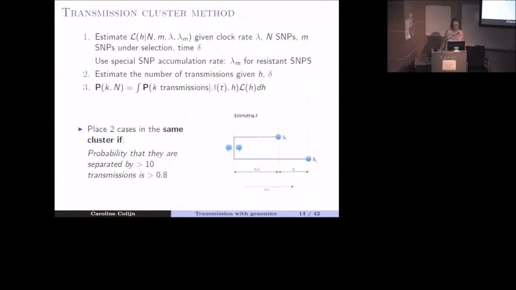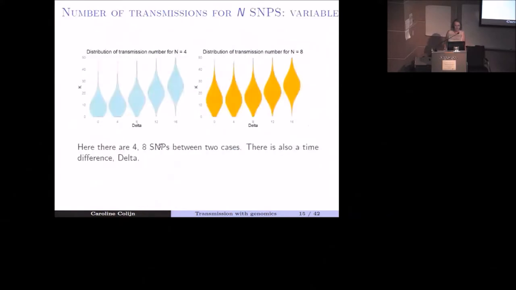Okay, so here's the method. We estimate this divergence time using our special rate for resistant SNPs. We estimate the number of transmissions given that divergence time, and then we integrate out our uncertain divergence time to figure out the probability of how many transmissions there were. And then we place them in the clusters accordingly.